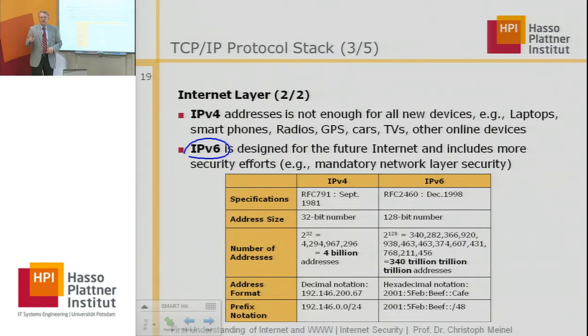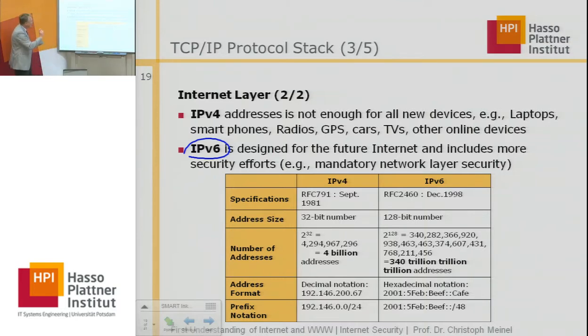The new protocol is not so new. It was already designed 10 years ago, because at that time, people understood that the 4 billion will not be enough for future needs. But the problem became aware last year when the last free IPv4 address was assigned to an internet provider. So at the moment, there are no more free IPv4 addresses.